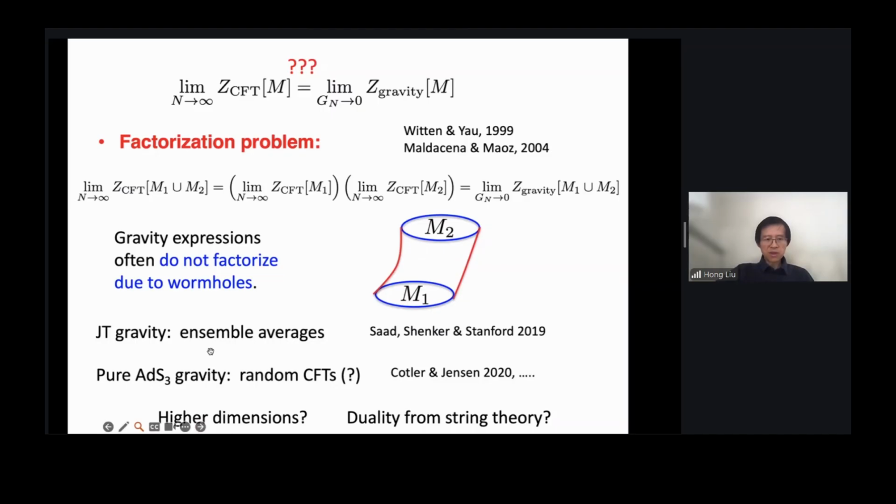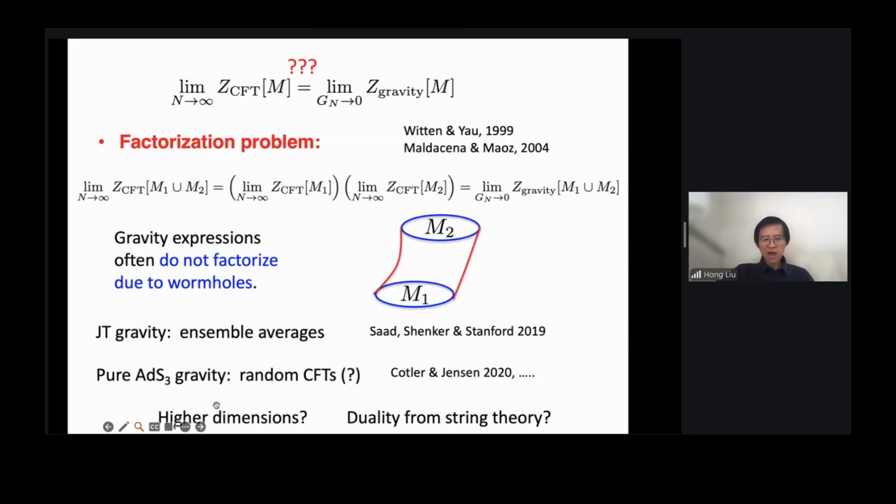So what's special about those lower dimensional theories is that you may be able to define your gravity theory purely using path integrals, okay? Because there are no dynamical gravitational degrees of freedom, you can formally define your gravity using only path integrals. But this cannot be the case in higher dimensions.